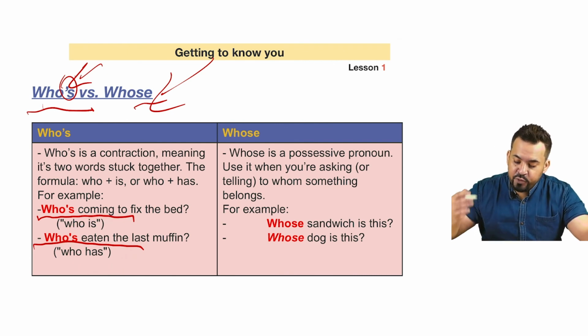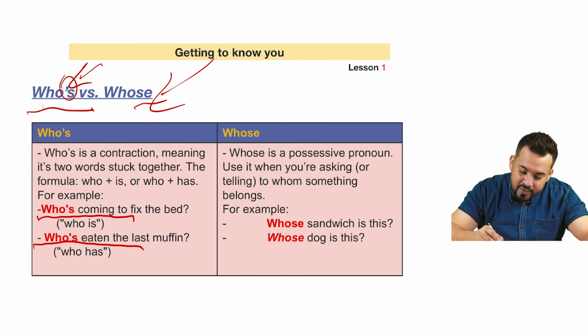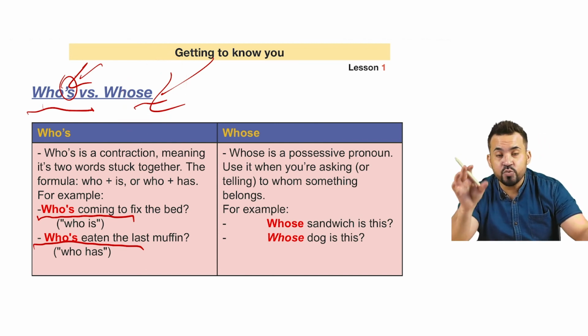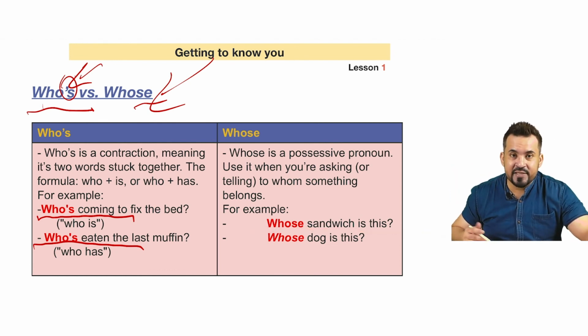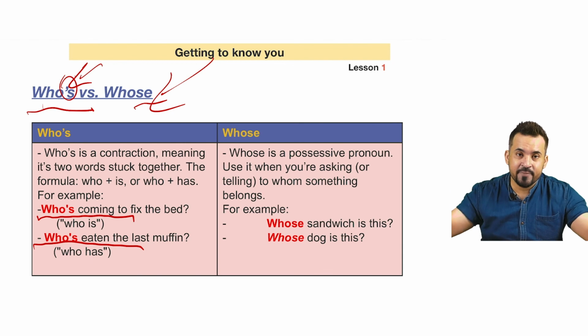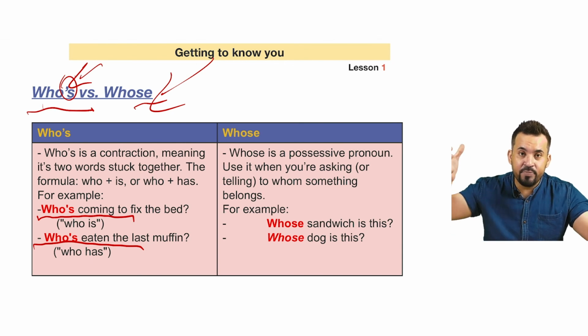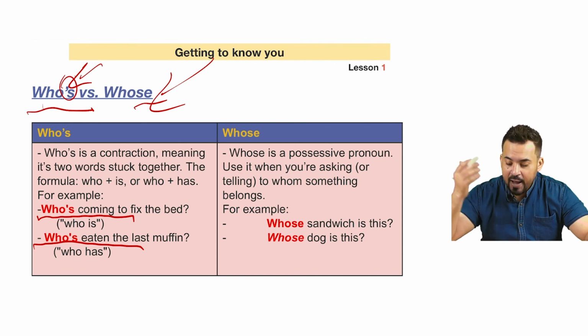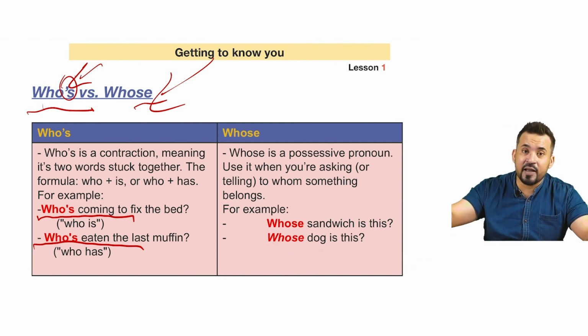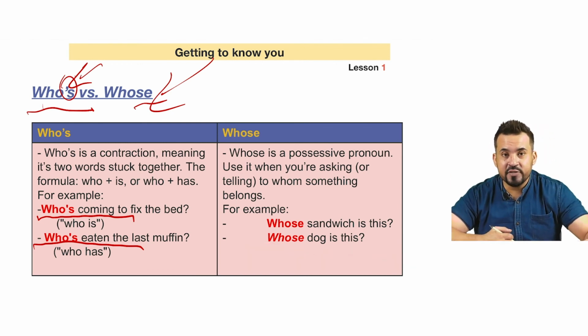Now, if we're talking about whose with this one, with an SE, that means we're talking about possession. For example, if I say, whose sandwich is this? I'm talking about who owns this sandwich, or who does this sandwich belong to? And if I say, whose dog is this? I want to know who is the owner of this dog.